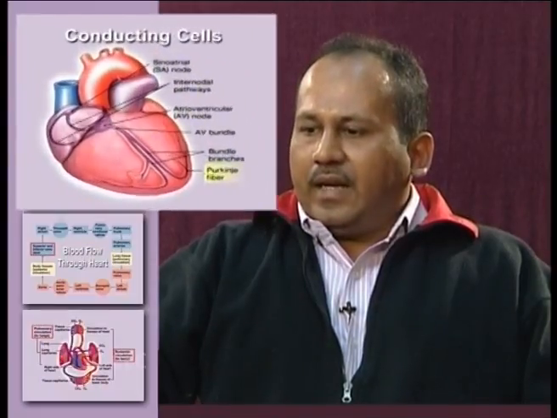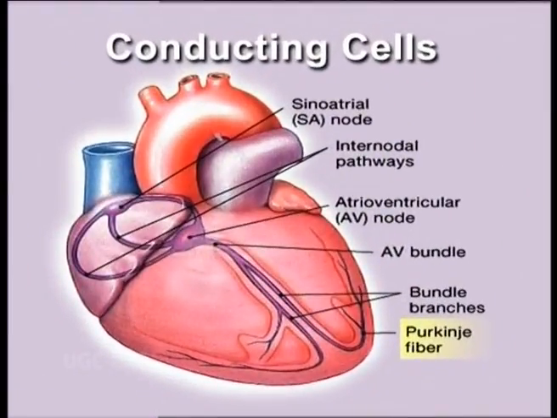The nerves innervating the entire ventricular wall are called the Purkinje fibers. Now, let us understand the importance of these conducting cells. They are responsible for the uniform contraction of the heart and coordination of its functioning.